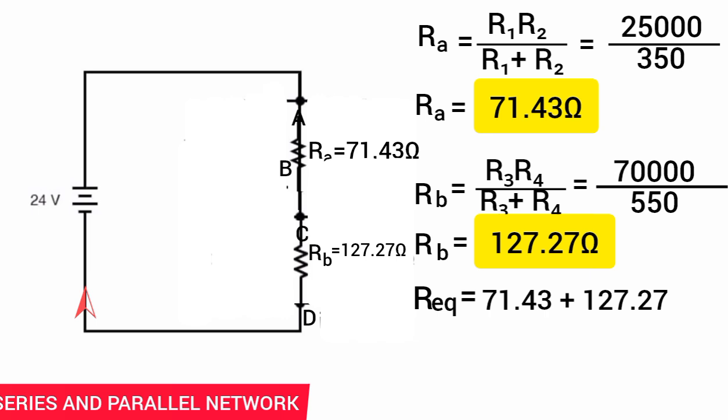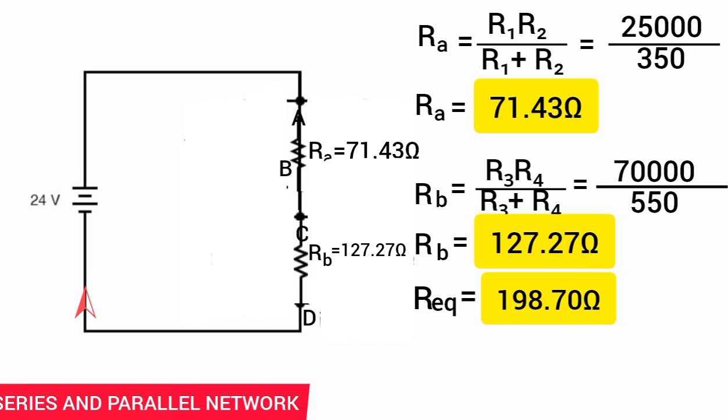And when you add both of them together, 127.27 plus 71.43, that is going to give us 198.70 ohms. So my RO equivalent is 198.70. That will be our total resistance in this circuit, approximately 199 ohms all together now.